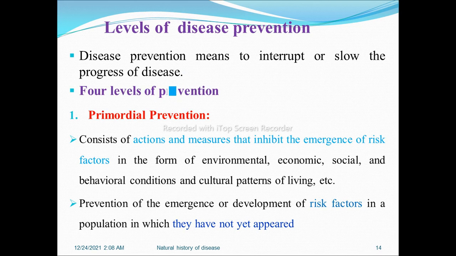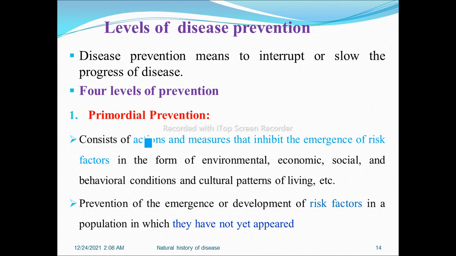We have four levels of prevention. Sometimes they are classified into three: primary, secondary, and tertiary prevention. But now we will consider four levels of prevention. We will add primordial prevention. So we have four types of prevention: primordial prevention, primary prevention, secondary prevention, and tertiary prevention.